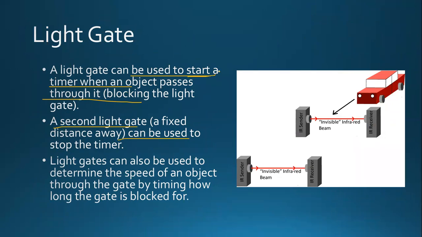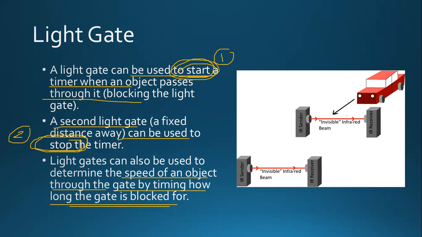So you have a starting light gate, and secondly you have a stopping light gate as well, which stops the timer. Light gates can also be used to determine the speed of an object through the gate by timing how long the gate is blocked for.